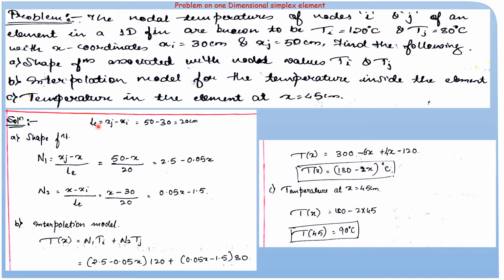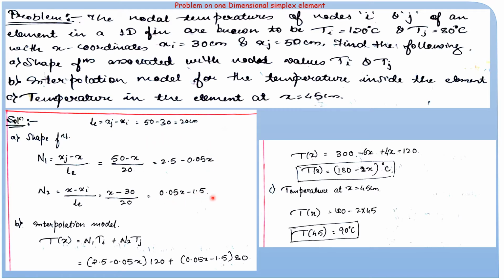So first we have to find the length of the element, which is given by xj minus xi, so x2 minus x1, which is 20 centimeters. In general, first we'll find the shape functions for the given problem. So n1 is xj minus x divided by length of the element. Substitute the values of xj and length of the element. So you will get n1 as 2.5 minus 0.05x and n2 as 0.05x minus 1.5.